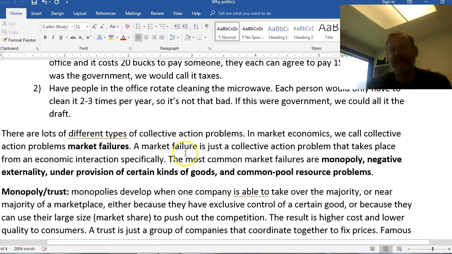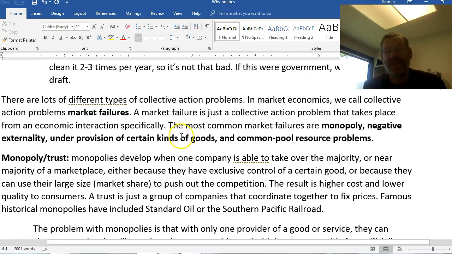There are lots of different kinds of collective action problems, okay? When we're looking at more economic versions, we frequently call them market failures. Market failure is just a subsection of collective action problems. In fact, the last one of these is not necessarily a market failure. It's more just a collective action problem in general, but that's not terribly important here. Market failures include monopoly, negative externality, under provision of goods, and common pool resource problems.